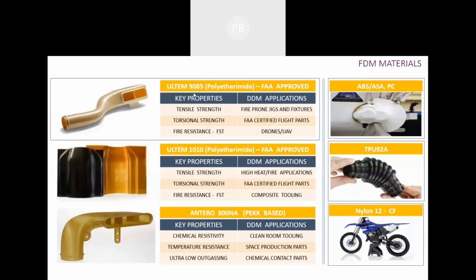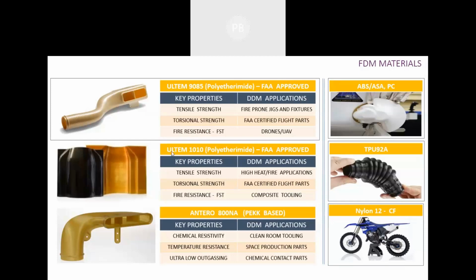Ultem 9085 has very unique properties: tensile strength, torsion strength, and fire resistance. It comes directly as an FAA certified material, as I discussed, for flight parts. It can be directly printed and put into a flight, where people use it day to day, and it gives a certain level of strength. Ultem 9085 can give a strength like aluminum 7075 grade, almost equivalent, with a lighter weight. This is a very niche category of material.